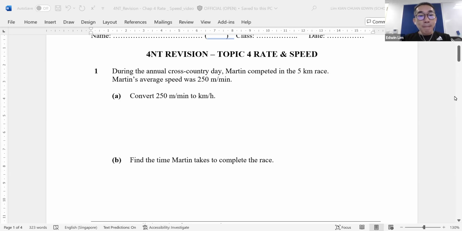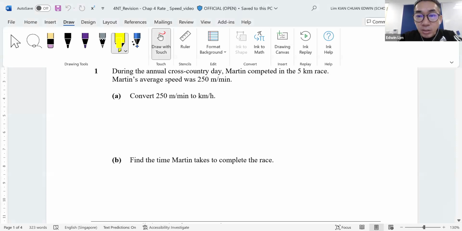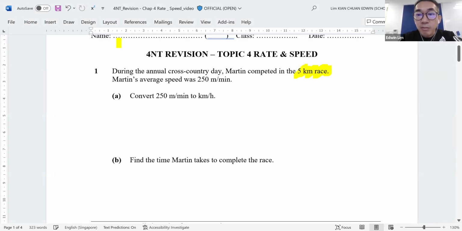Question number 1. During the annual cross-country day, Martin competes in the 5 kilometers race. Martin's average speed was 250 meters per minute. Looking at the question, what is important is the distance, 5 kilometers, and the speed, 250 meters per minute.